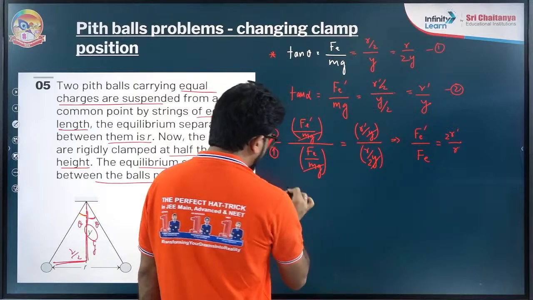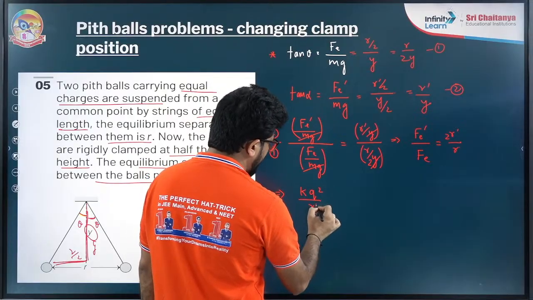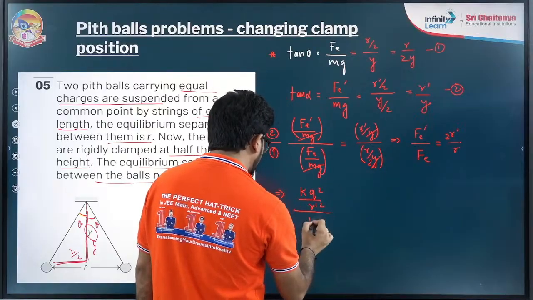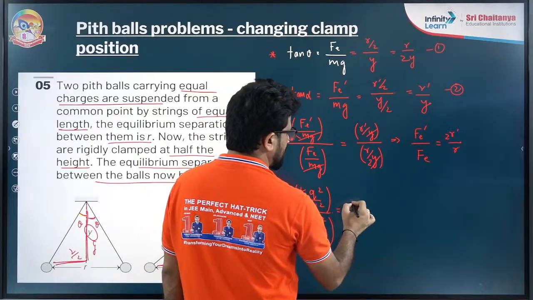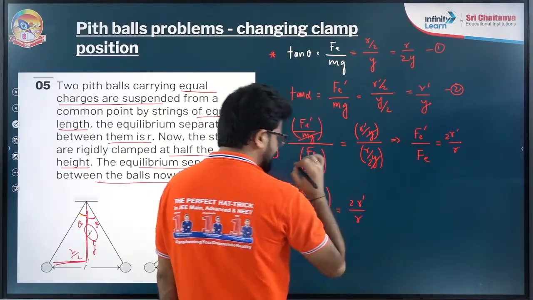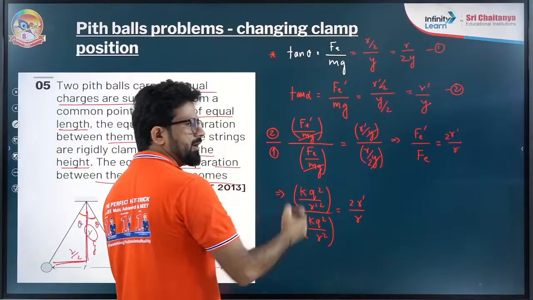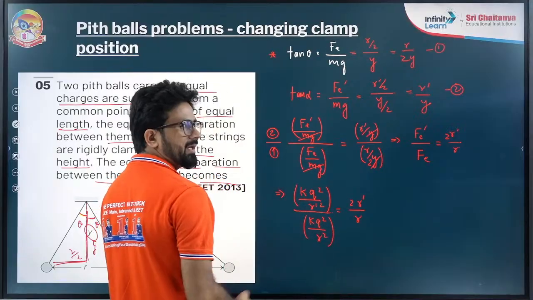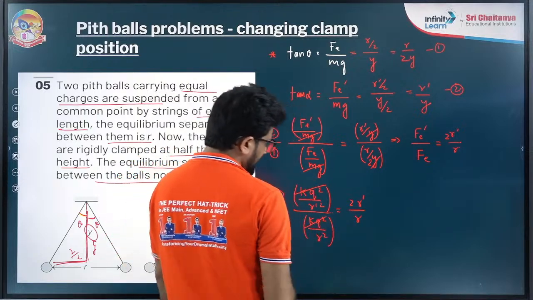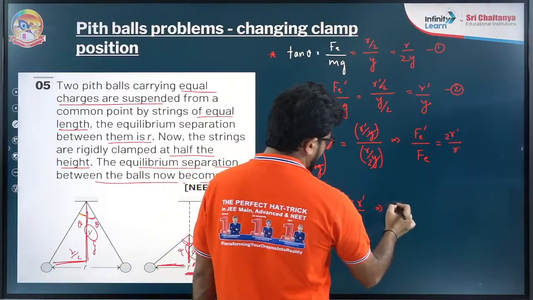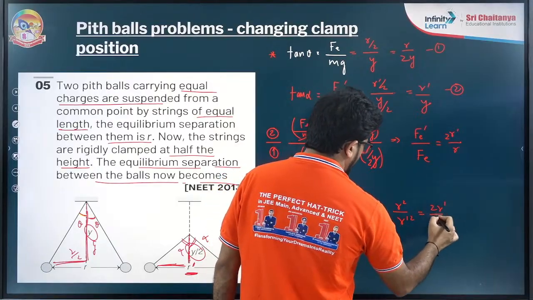Now what can you write? Very simple thing. Fe prime is nothing else but kq square upon r prime square, divided by kq square upon r square, and that is equal to 2r prime upon r. So kq square cancels, nothing more than that. This becomes r square upon r prime square is equal to 2r prime upon r.